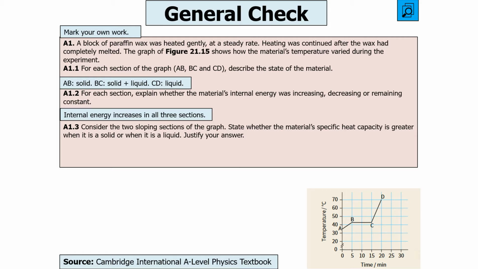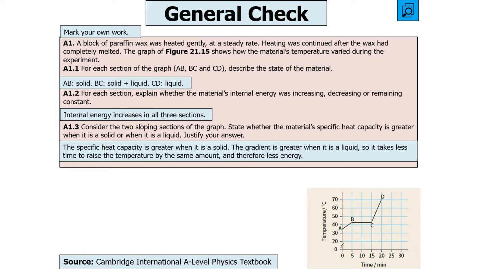Now in the next one, in two sloping sections, the specific heat capacity is greater when it's a solid, because the specific heat capacity is the energy needed to change the temperature by 1 degree Celsius when you have 1 kilogram. Now the gradient is greater when it's a liquid, so it takes less time to raise the temperature by the same amount when you transfer the same amount of energy, so therefore less energy is needed.